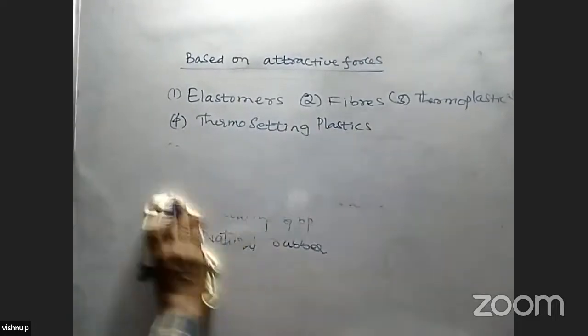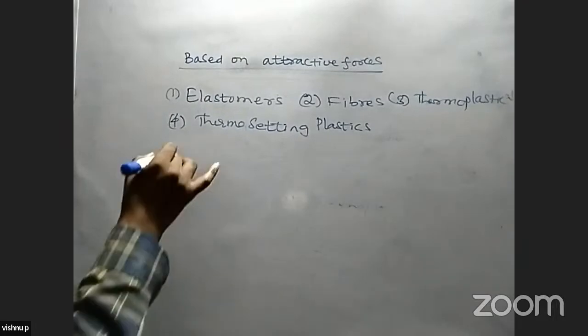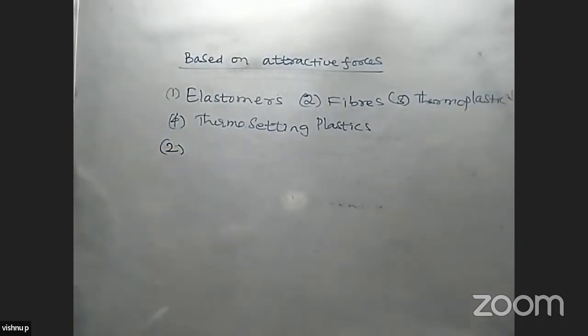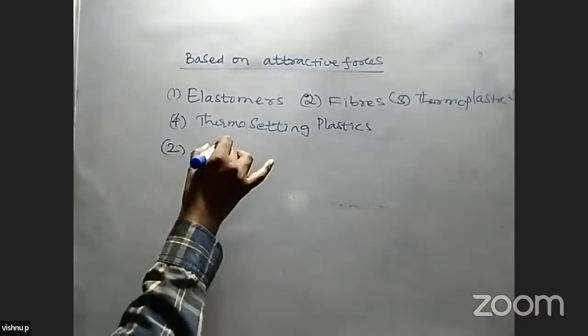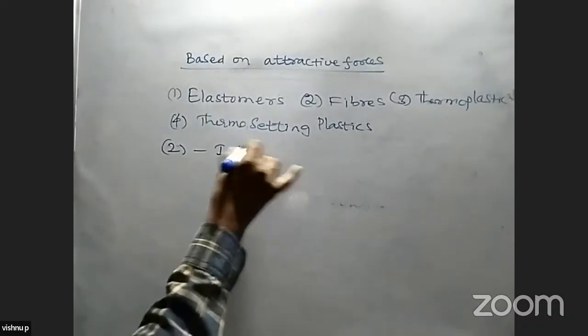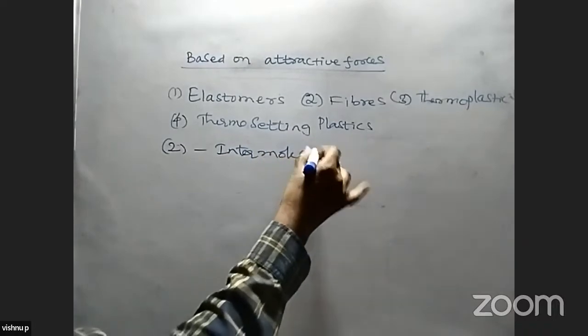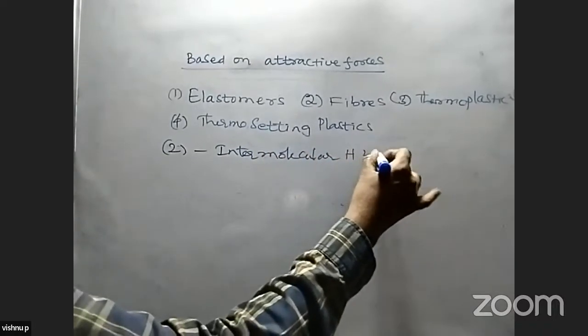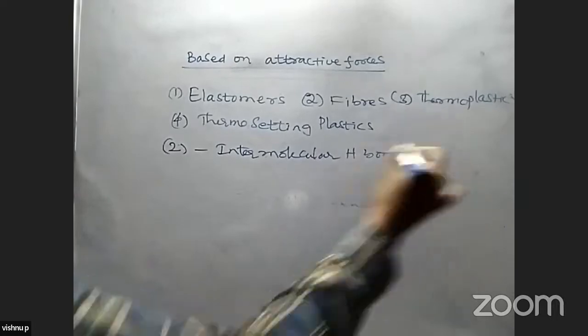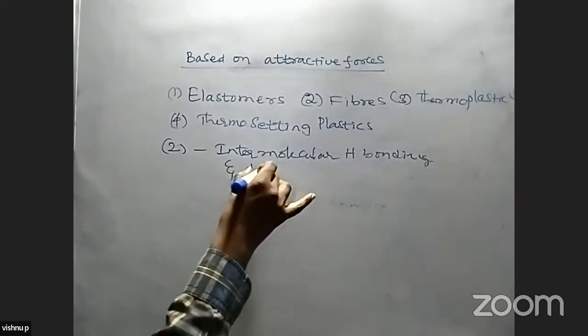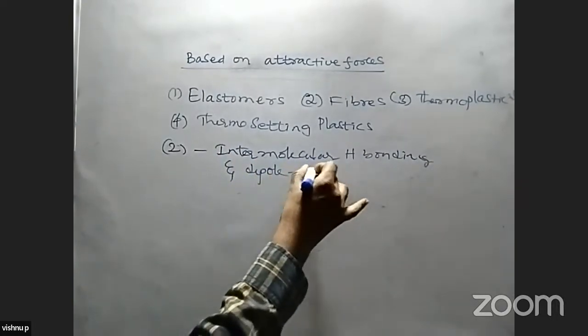Next is fibers. Second one is the fibers. So what type of attractive forces are present in fibers? Generally intermolecular hydrogen bonding, and dipole bonds are also present.